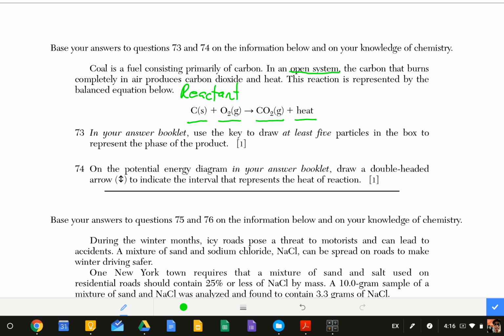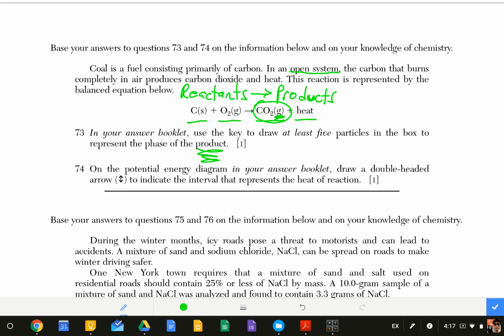reactants, and you have your yield sign. And the right side of the equation are what you get, which are the products, because they were produced. Okay, so when somebody says the phase of the product, there's only one product, which is a chemical substance, which is carbon dioxide, and we see that it's a gas.